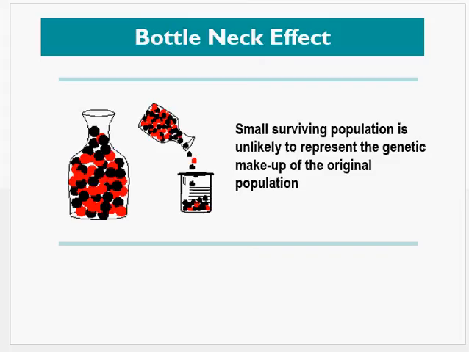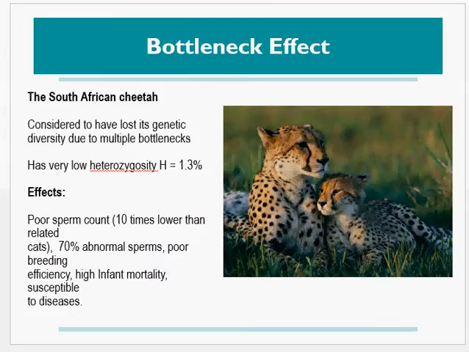So an example of the bottleneck effect is the South African cheetah. It's considered to have lost its genetic diversity due to multiple bottlenecks. I'm not too sure how those bottlenecks occur, maybe through changes of environment, dry periods or warm periods, or reduction in population sizes due to persecution by people. So it basically has a very low heterozygosity, a very low allelic diversity within its population.